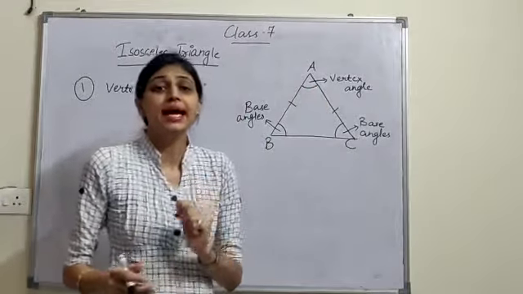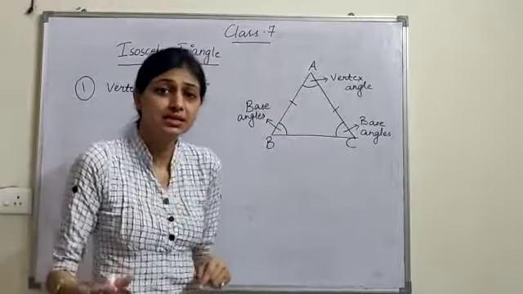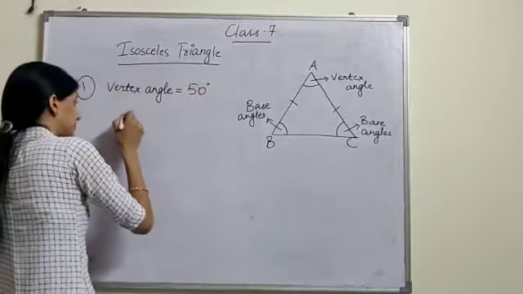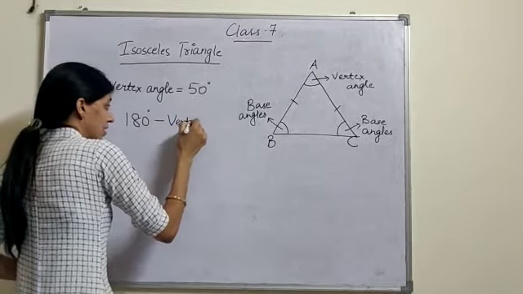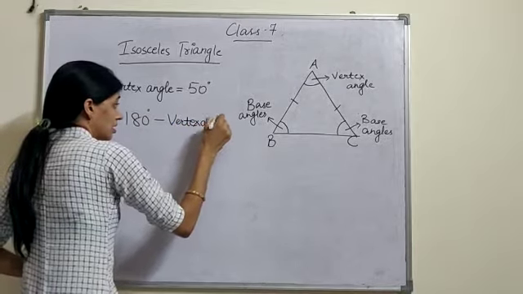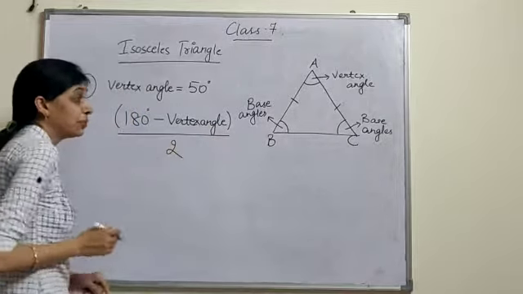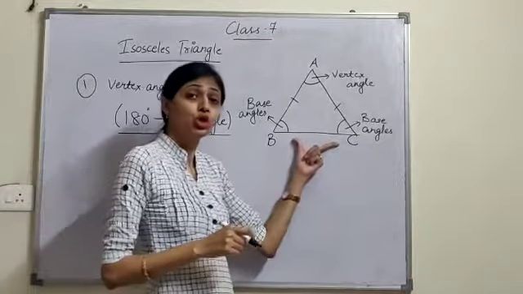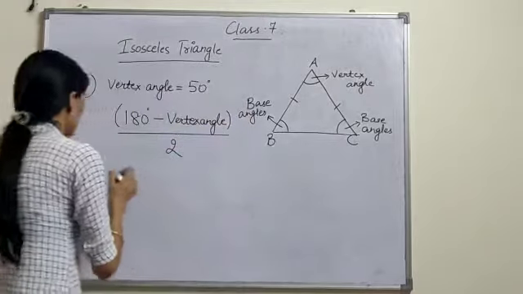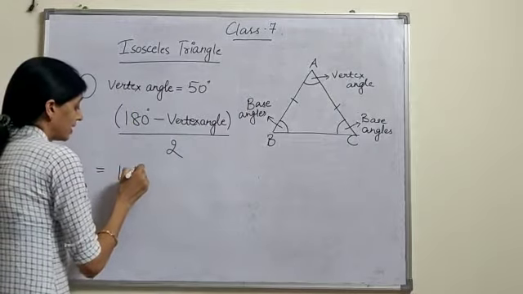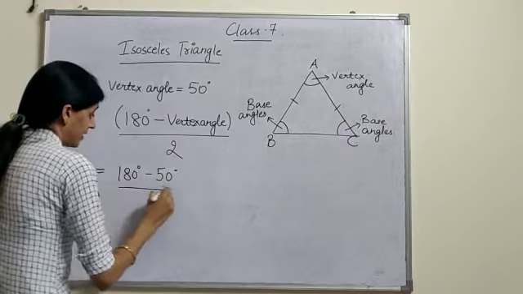Whenever the vertex angle is given to you and you have to find out the two base angles, what is the formula? 180 degrees minus the vertex angle, divided by 2. Why are we dividing by 2? Because there are two base angles, right? We have to find out the base angle. So what will be the answer? 180 degrees minus the vertex angle, 50 degrees, divided by 2.